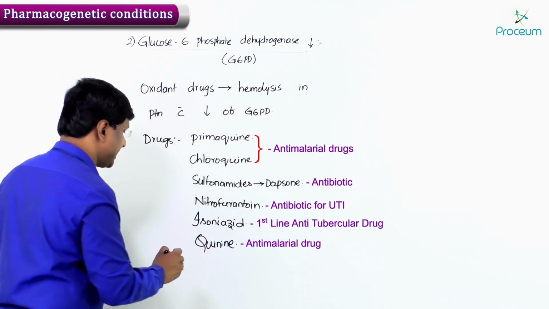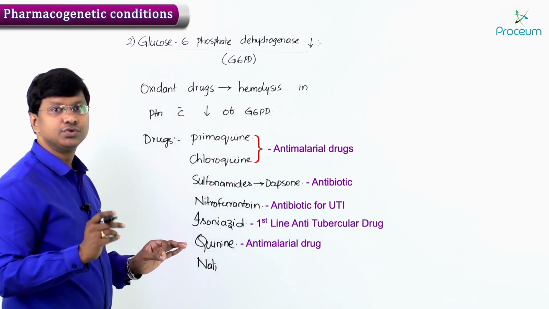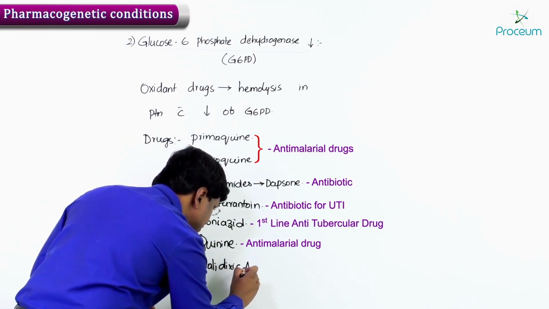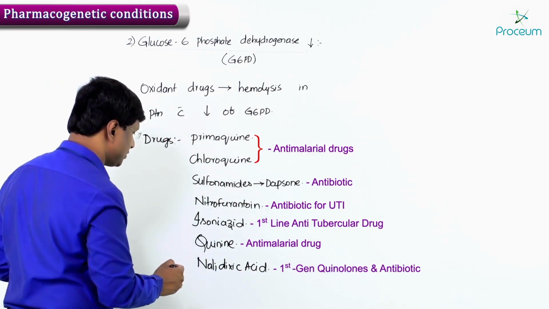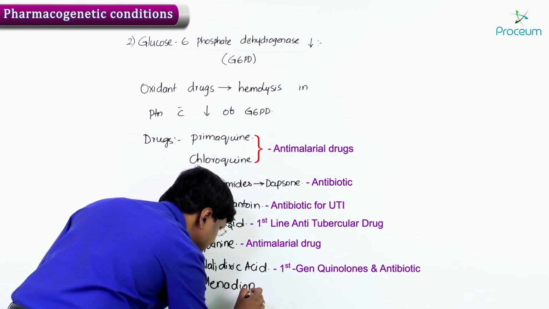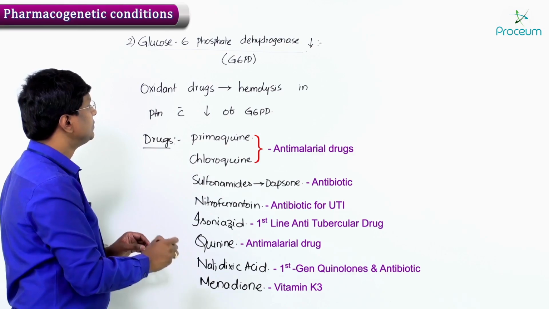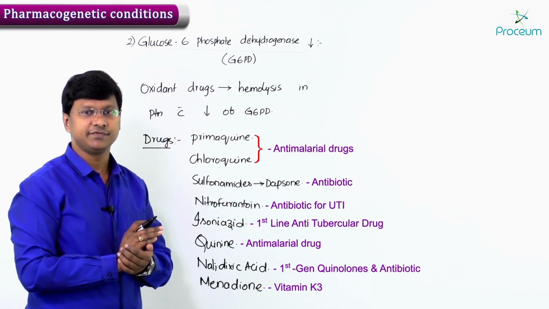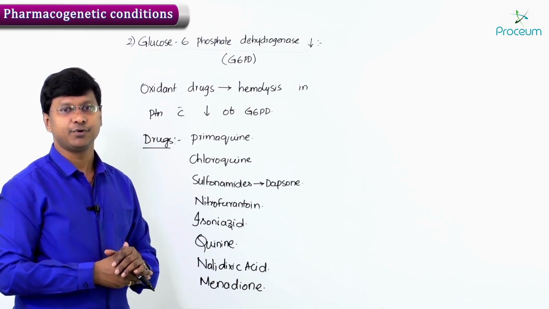And next we have nalidixic acid, a first generation quinolone, which is also an antibiotic. And apart from this, we have one more drug, menadione. So remember, these are the drugs which will produce hemolysis in patients with G6PD deficiency. Now, let me take up another important effect due to different genetic polymorphism.